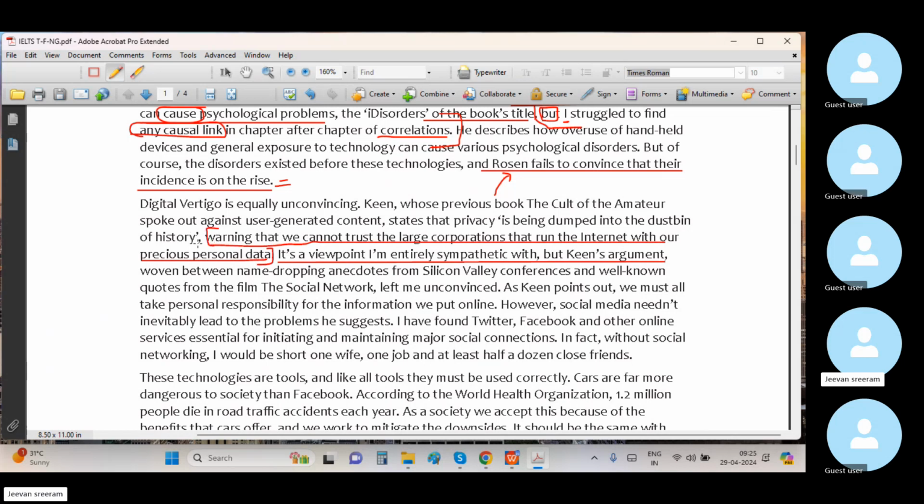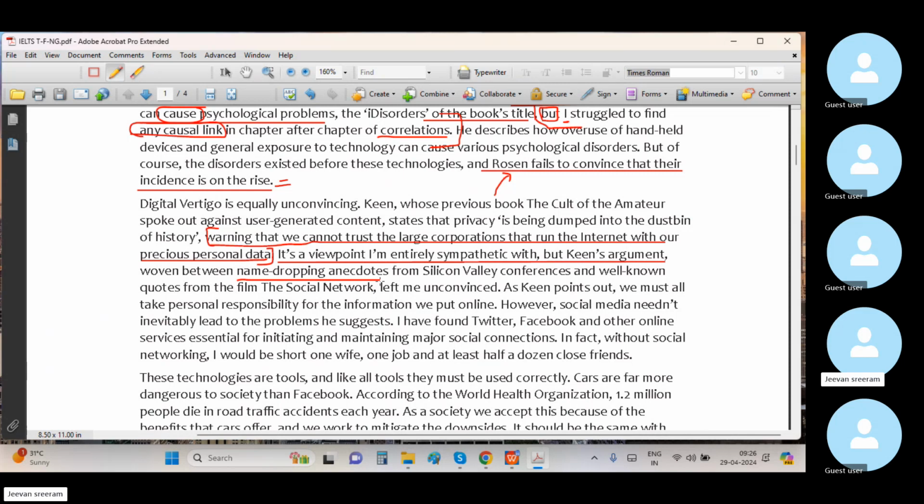Yes, in the question. The question statement contains this. So what did the author feel about it? The author felt what Keen said is correct. What did the author feel about it? "It's a viewpoint I'm entirely sympathetic with, but Keen's argument woven between name-dropping anecdotes." Name dropping anecdotes means what you hear from some other people. It's not first-hand information.